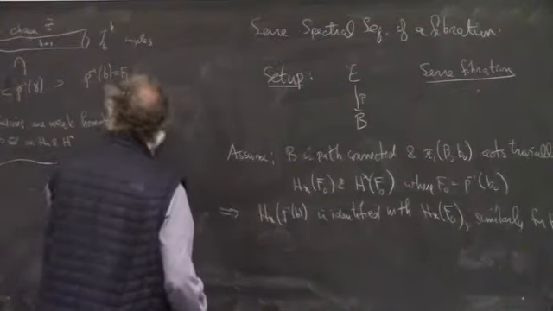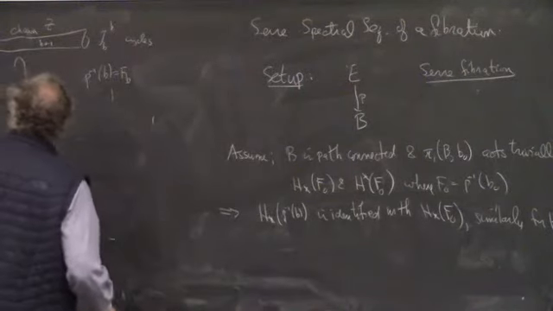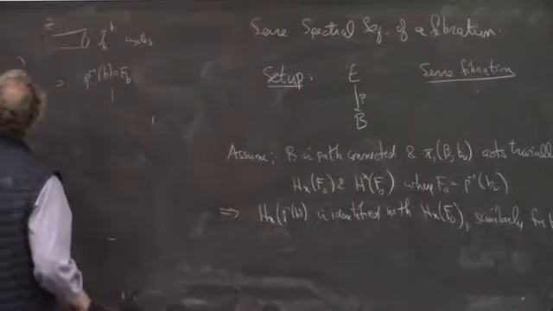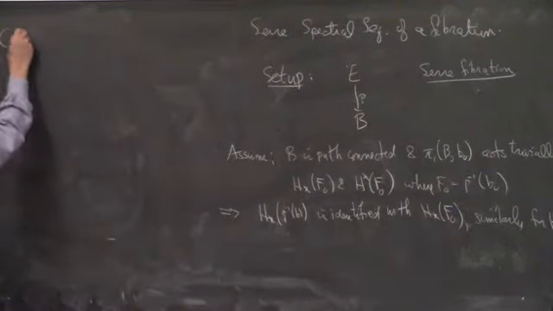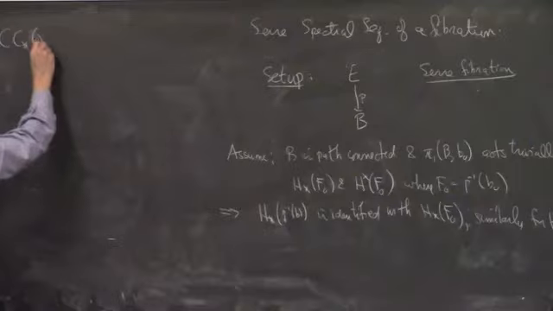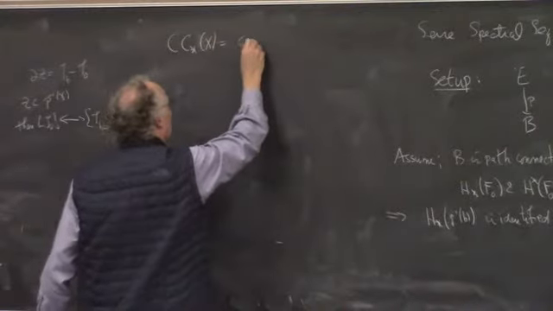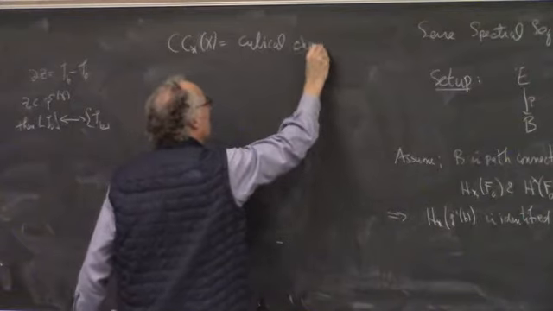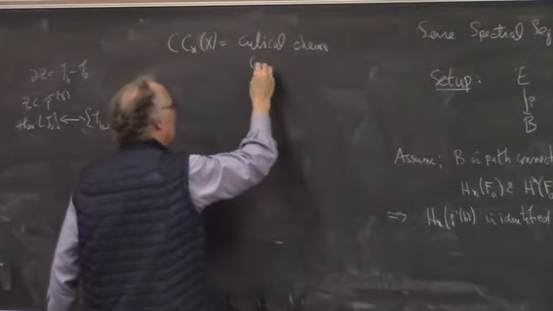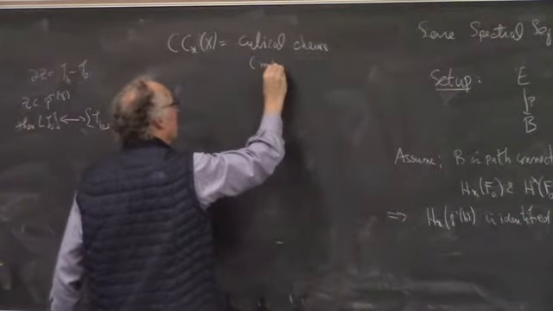Okay, so that's what we're going to do. We're going to take what I'm going to call CC star of X, the cubical chains. And that implicitly now means mod degenerate.